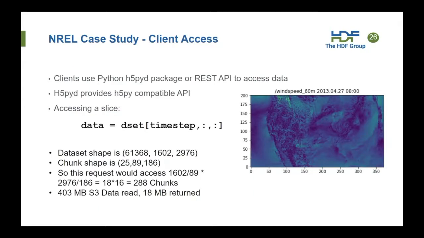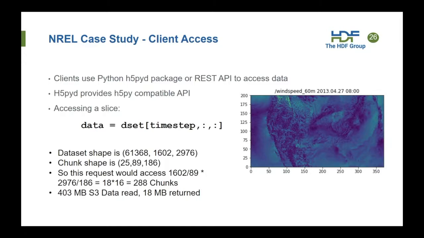So with this, we can do things like take a data set. This is a Python syntax where you say, okay, I want time step X and all the data from the lat long values. And this request, do some math here, is accessing 288 chunks. Each of those chunks needs to be read from the storage system, uncompressed, and the data we want segmented out of that. The more data nodes we have, the faster that process will go.